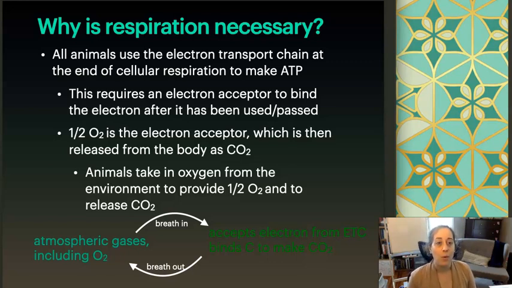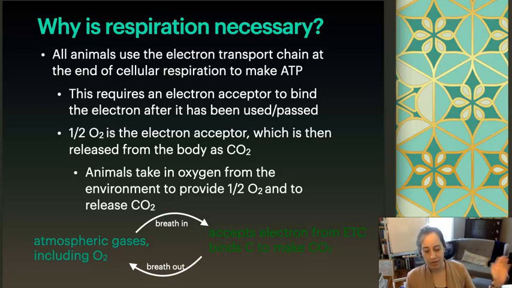The cells usually make most of the ATP through the electron transport chain, which, as the name implies, passes an electron down a series of proteins. Then each protein gets a little bit of energy from the electron, and eventually the electron's energy is almost all used up. And so we can't use it to do anything useful anymore. Instead, oxygen is going to bind it.